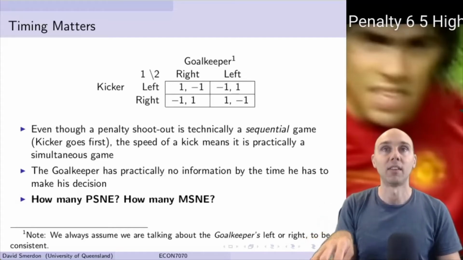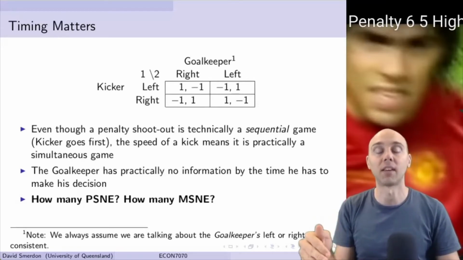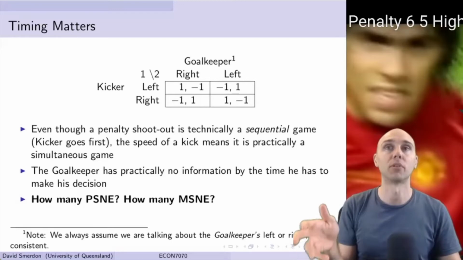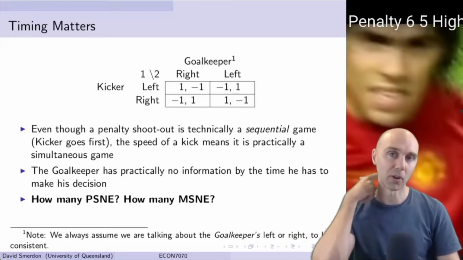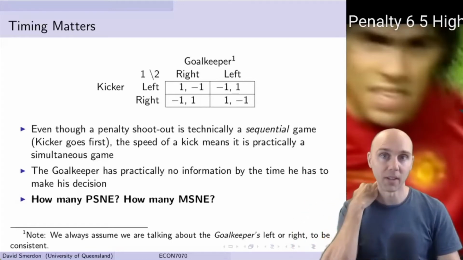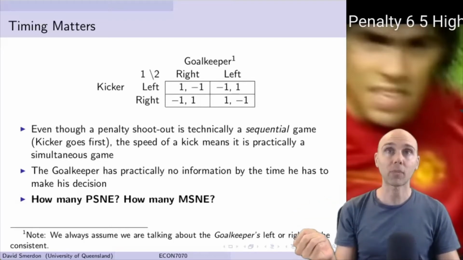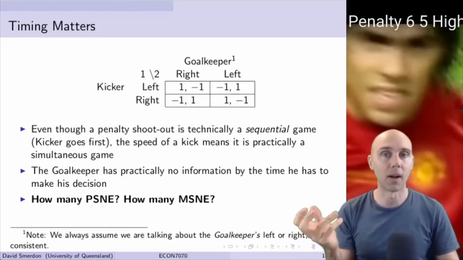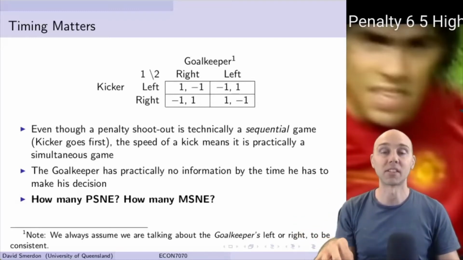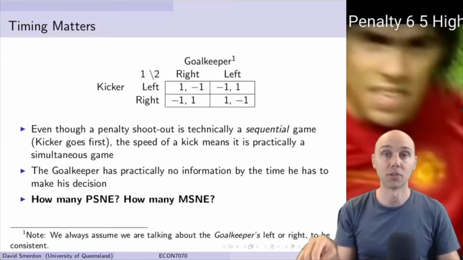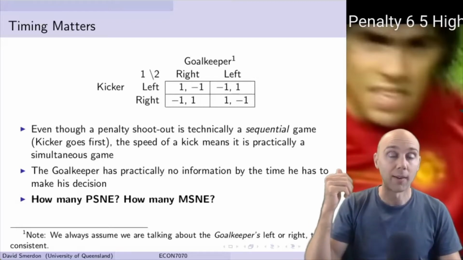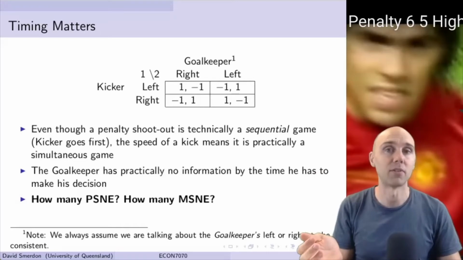And the kicker, who's trying to score the goal, can choose typically whether to kick to the left corner or to the right corner. We'll talk about this from the goalkeeper's perspective, so to the goalkeeper's left or to the goalkeeper's right. And the goalkeeper, who needs to move very quickly because the ball is coming at 100 miles an hour, needs to decide in advance in professional soccer whether to dive to the left or dive to the right.